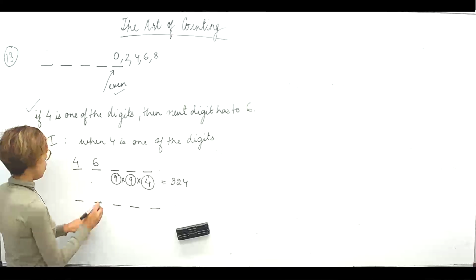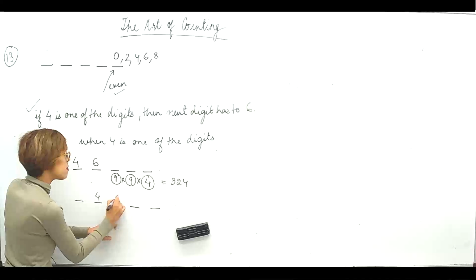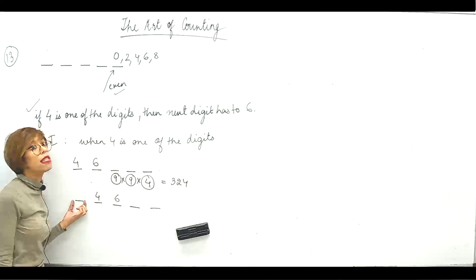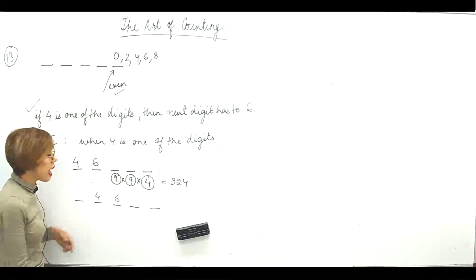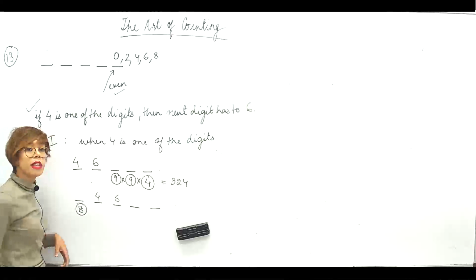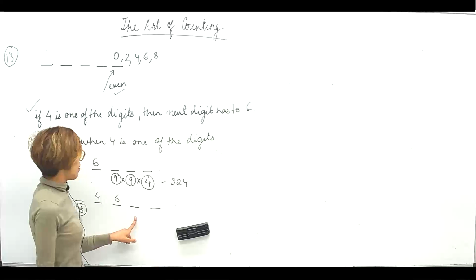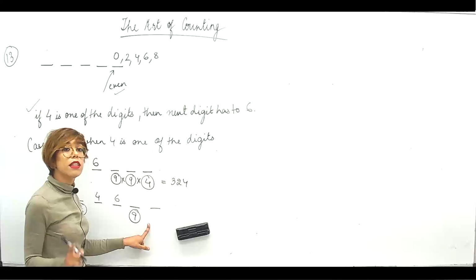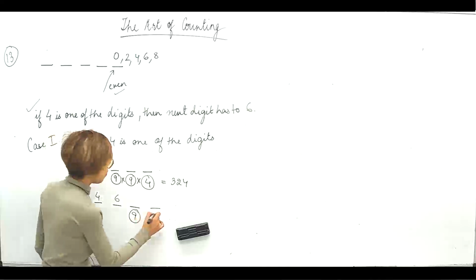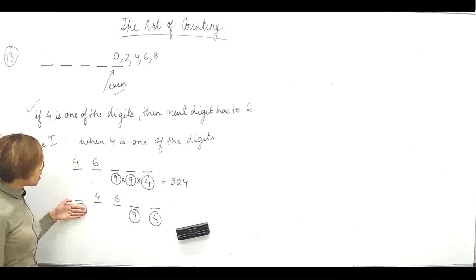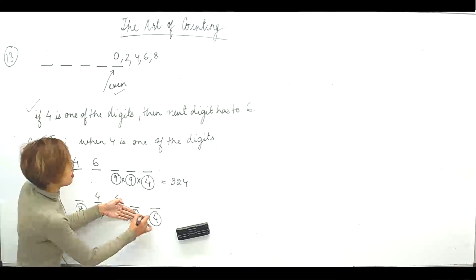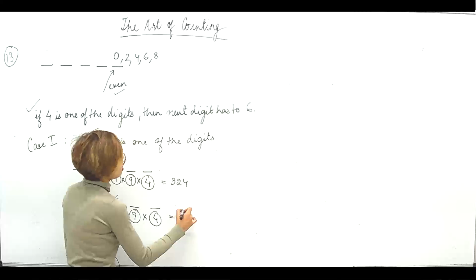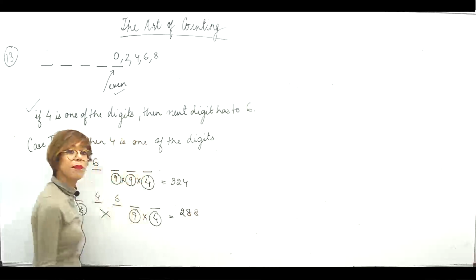Now let's put 4 here. The next digit has to be 6. Let's fill the rest of the places. Here obviously I cannot have 4, and obviously I cannot have 0 either, so I have 8 possibilities. These two are fixed. Now here I can have anything except 4, so 9 possibilities. Now for an even number, it can be 0, 2, 6 or 8, that means 4 possibilities. Corresponding to each choice, this is nothing but 72 into 4, which is 288.